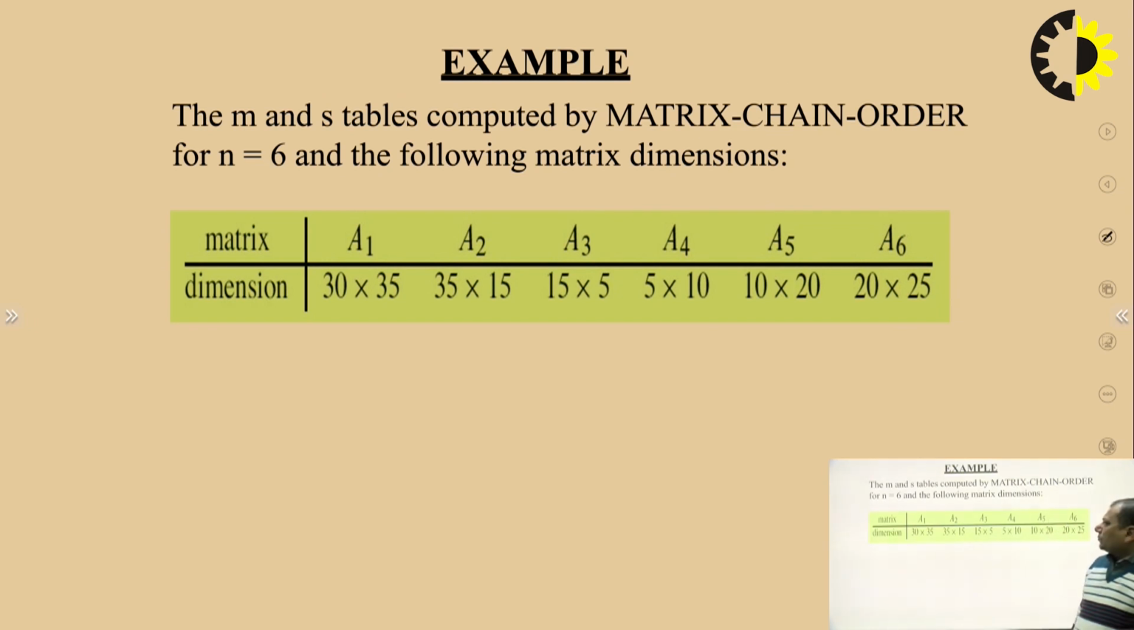So now let us move to the problem. The m and s tables computed by the matrix chain order. We have n number of matrices, that is 6, and their dimensions are given as: the dimension of A1 is 30 into 35, dimension of A2 is 35 into 15, the dimension of A3 is 15 into 5, dimension of A4 is 5 into 10, dimension of A5 equals 10 into 20, and dimension of A6 equals 20 into 25.